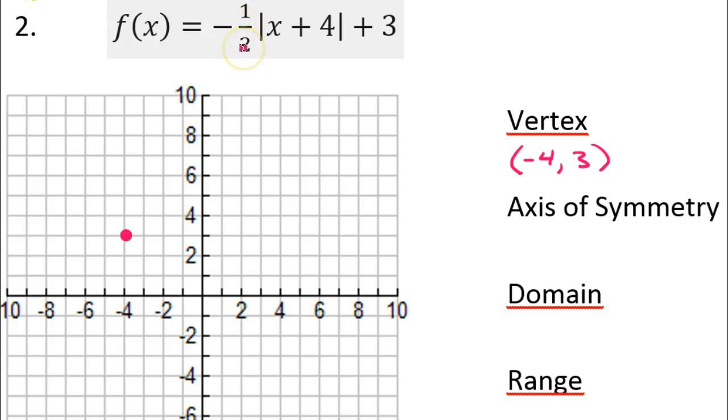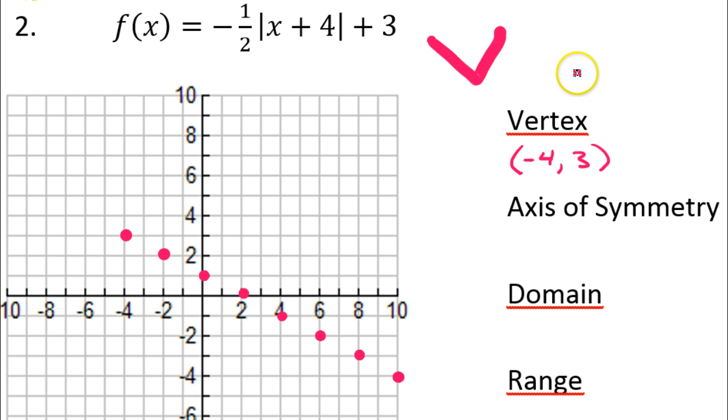Notice that we always go to the right. If it's positive, we go up and to the right. If it's negative, we go down and to the right. But we always go to the right. So I'm going to go down 1, right 2, again and again. That gives us the right-hand side of our V.